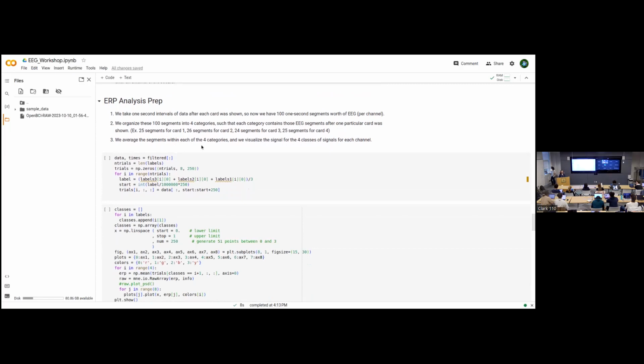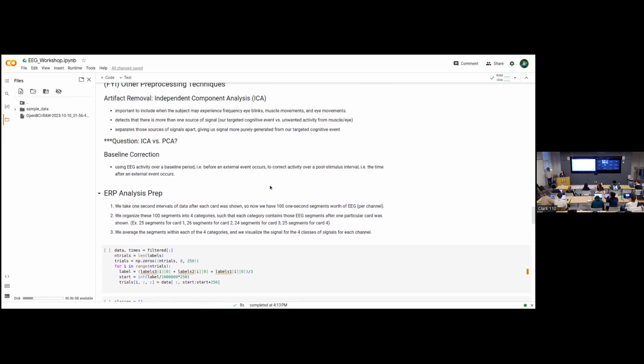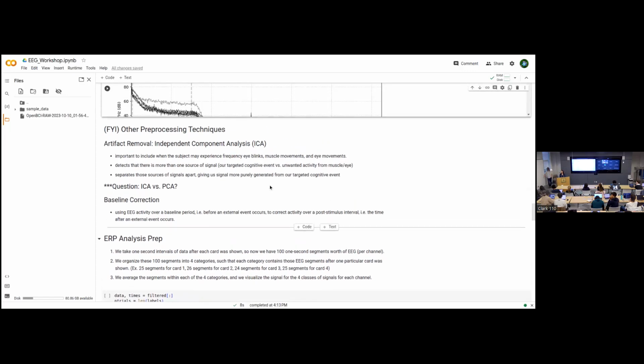Okay, the next part is analyzing the ERP signal. Before I move on to that, does anyone have questions about the FYI? Yes. While eliminating the artifacts, how does it know what to eliminate? Do we specify what an eye blink is, what a muscle twitch is?